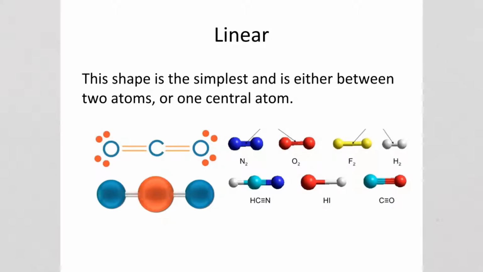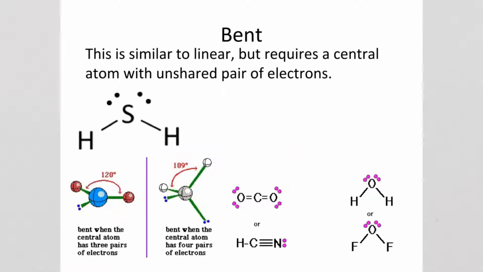So you've got linear. Simplest, most direct. If you only have two elements, it has to be linear. These are a couple different representations. You have some structural formulas. You have some ball and stick type models. The unshared electrons generally are not drawn on these structural formulas, but the number of bonds are. So here's some examples for linear. These can be polar or nonpolar.